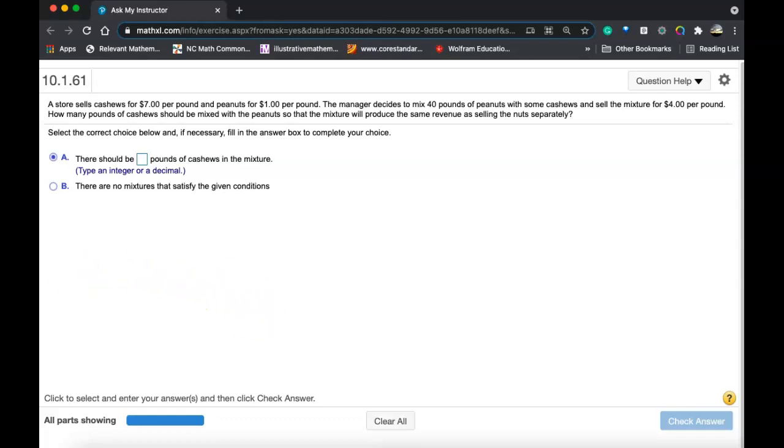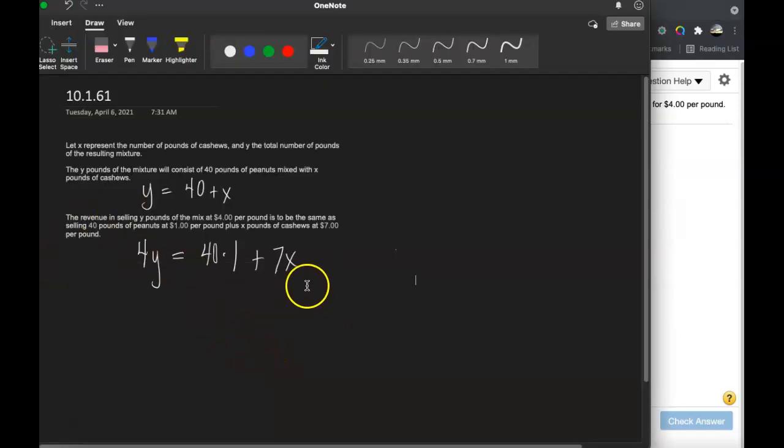So I came over here and I started setting up our system of equations on this side. I'm going to start by saying what I want X and Y to represent. I'm going to let X represent the number of pounds of cashews and Y the total number of pounds of the resulting mixture. The Y pounds of the mixture will consist of 40 pounds of peanuts mixed with X pounds of cashews. So you can see I've written that as an equation like this, Y equals 40 plus X.